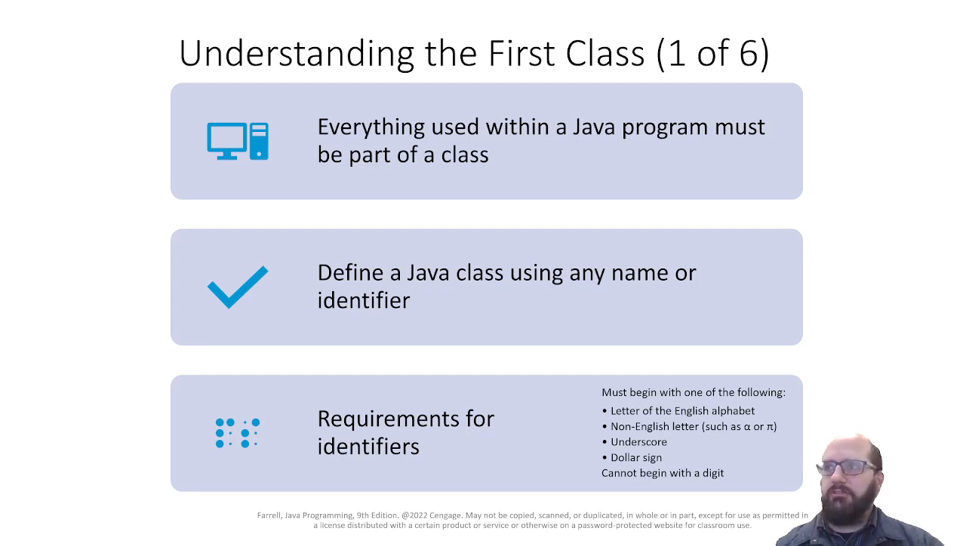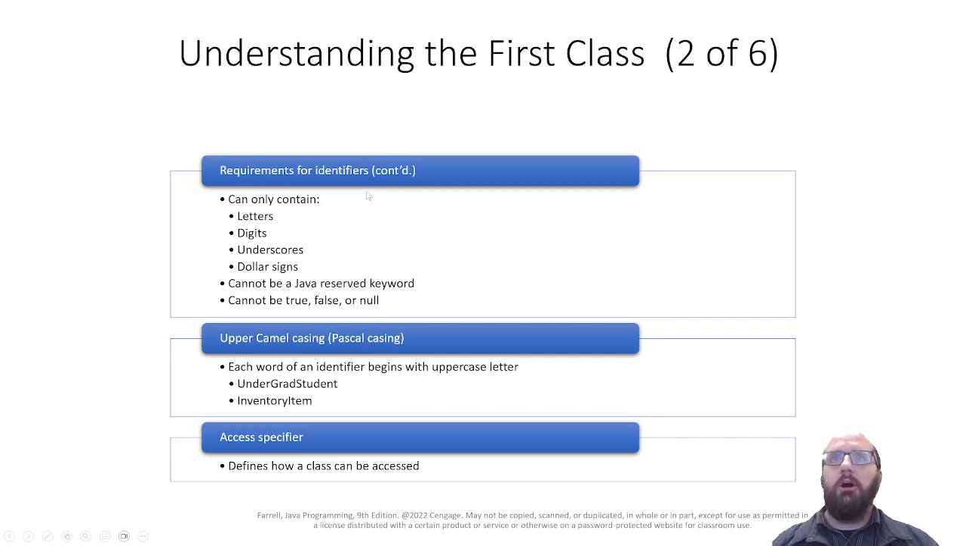First, the identifiers must begin with a letter of the English alphabet or a non-English letter. They can start with an underscore, and they can start with a $ sign, but they cannot begin with a digit. They can only contain letters, digits, underscores, or $ signs. They cannot be a Java reserved keyword. They cannot be true, false, or null.